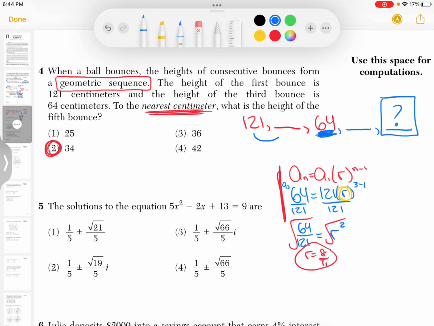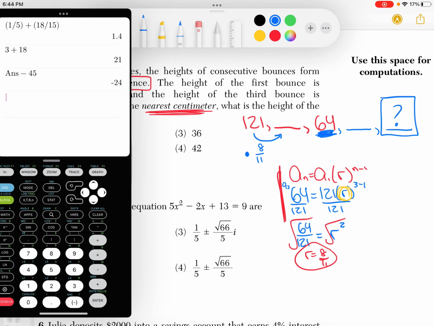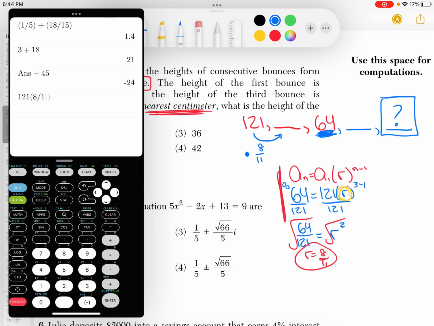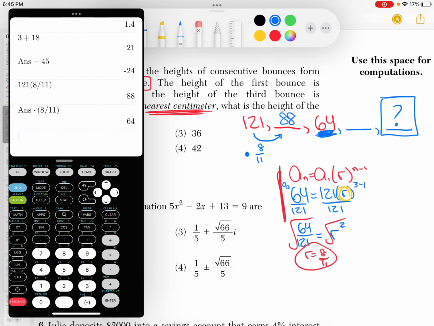So what I mean by that is the common ratio is 8 over 11. To get from one term to the next term in a geometric sequence, I would then have to multiply by 8 over 11. So if I do 121 times 8 divided by 11, I end up getting 88. That means that 88 times 8 over 11 should get me 64, and it does. So I multiplied that to get to this.